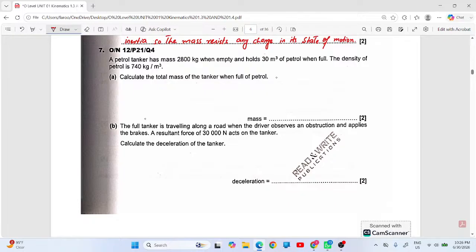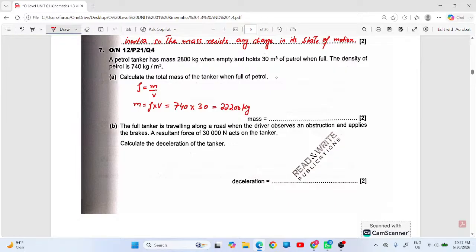So density equals mass over volume, so the mass equals density multiplied by the volume. Density is given, 740. Volume is 30. Check the answer. 740 times 30, sorry, 22,200. Is it? Yes, sir. Okay.